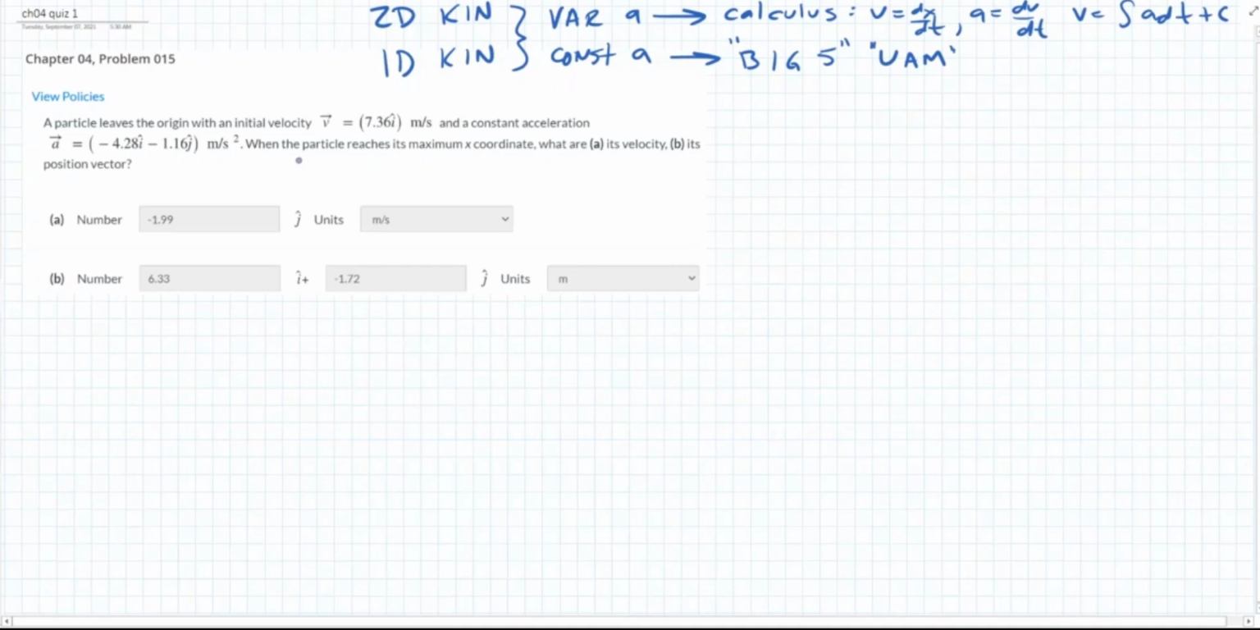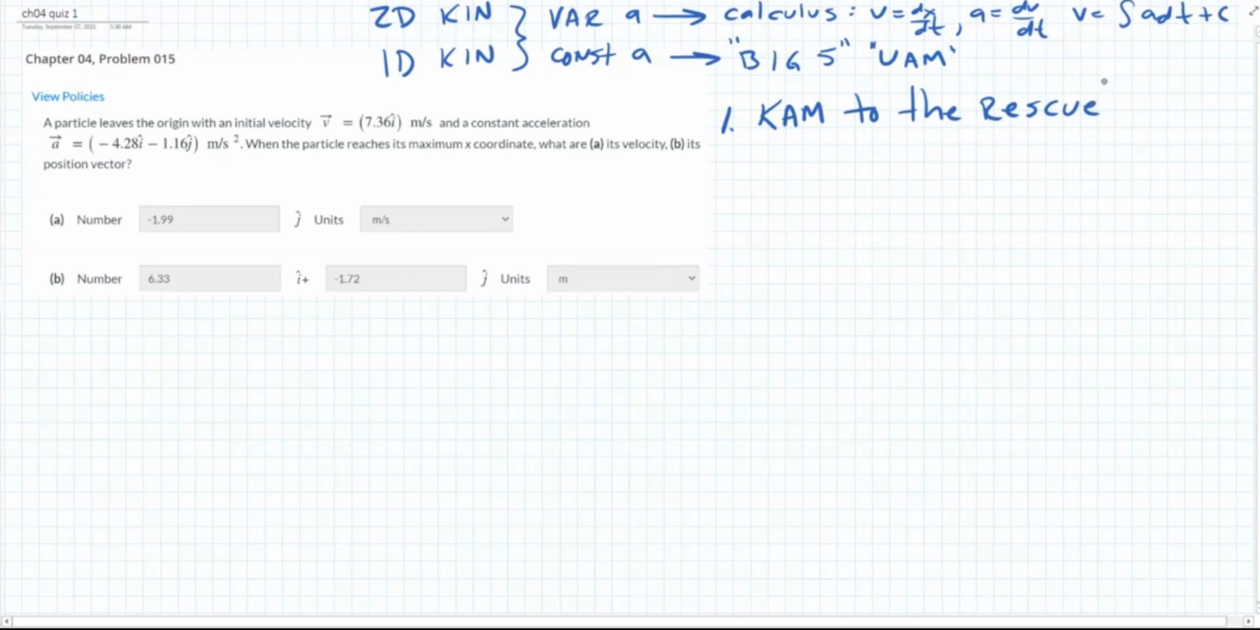Chapter 4, quiz 1. This is kinematics. And there's some new stuff here, unit vectors. All right, so anyway, I'm going to just start. Number 1, kinematics analysis method to the rescue.